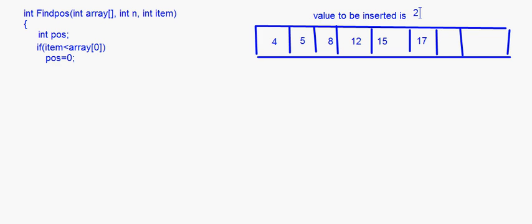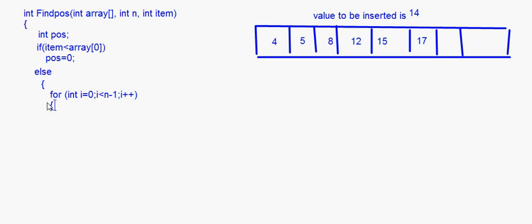Now, if item is less than array 0, it's not, right? In our case, we said we want to put 14, right? So let's go with that. Else, now again I have a for loop here. For int i is equal to 0, i less than n minus 1, right? And then i plus plus, fine.